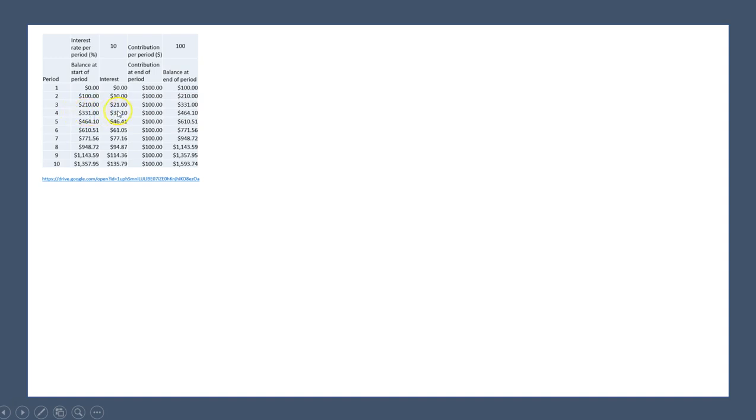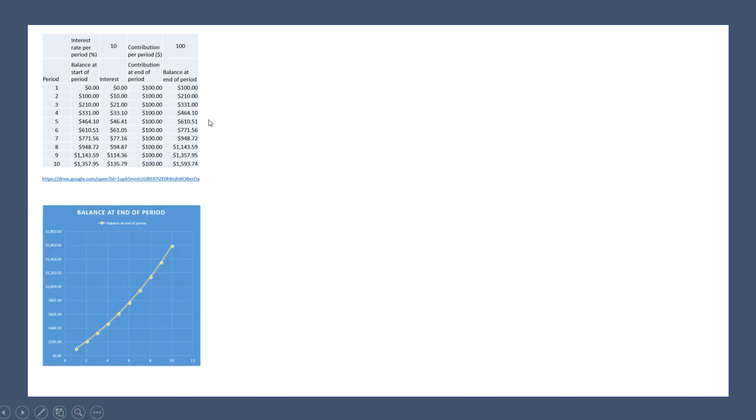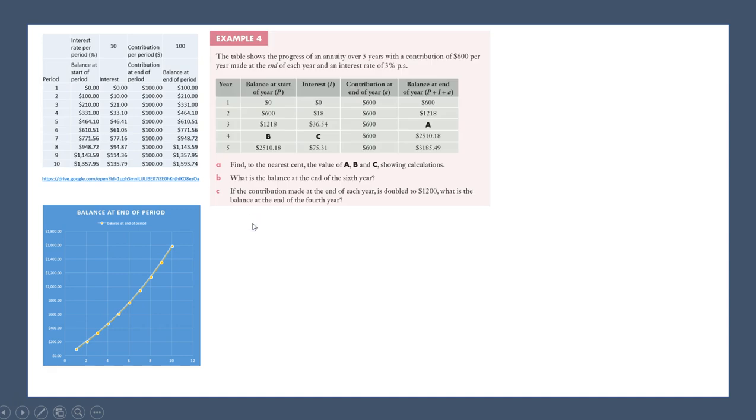New amount of interest being earned, another deposit, and when we add up all three of those, we get $464. I won't go any further, but I will show you what those balances look like in a graph. So you can see, not a straight line, it's going to rise very quickly. It's rising very quickly. And that's the feature of this type of saving, and that's why people invest in an annuity. Let's have a look at this example.